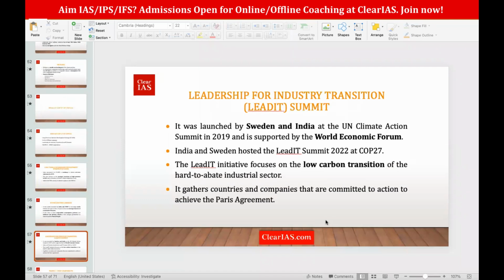Then we have the LeadIT Summit. Both Sweden and India are part of the LeadIT Summit. They launched it, and it is supported by the World Economic Forum. The main aim is to help transition those industries which have a high carbon footprint and find it hard to reduce it.